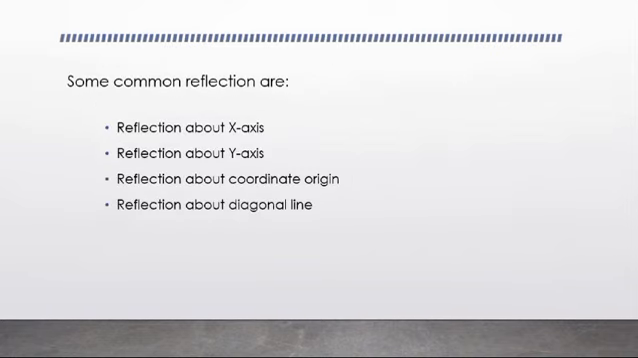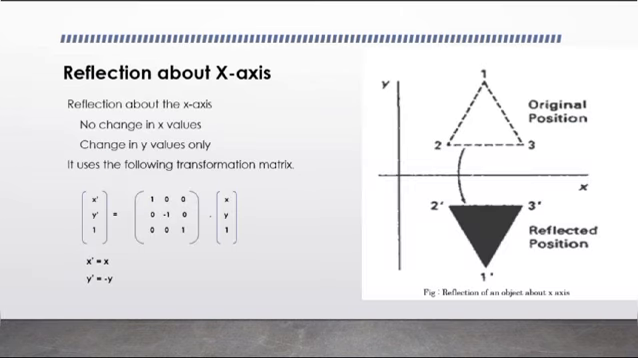Now, let's discuss about various kinds of reflection. Reflection can be classified into four based on axis: reflection about x-axis, reflection about y-axis, reflection about coordinate origin, and reflection about diagonal line. At first, reflection about x-axis. For reflection about x-axis, the x values will remain the same, y values become negative. That is, no change in x values, change in y values only.